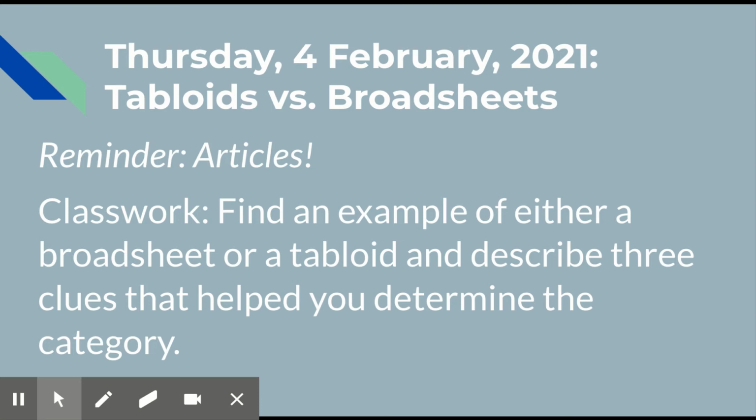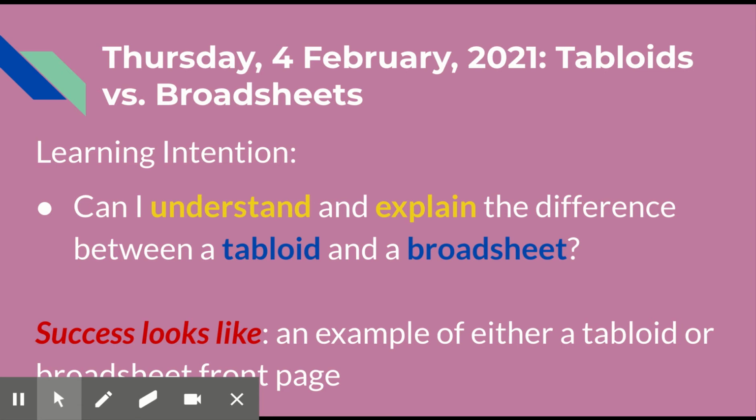And then for classwork, we only have classwork this time. You're going to find an example of either a broadsheet or a tabloid and describe 3 clues that helped you to determine which category that goes into. So if you found a broadsheet, you're going to tell us 3 things that make it a broadsheet. If you find a tabloid, you're going to tell us 3 things that made it a tabloid, how you made your determination. If you don't know how to do that yet, that's okay. Today's learning intention has everything to do with that, right? So write this down, make sure in your copies.